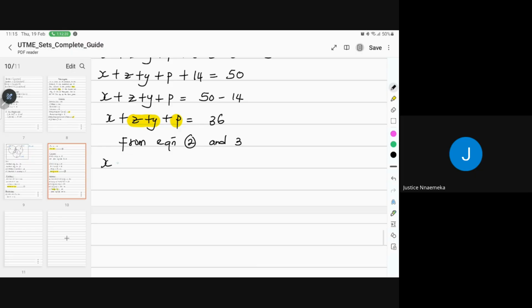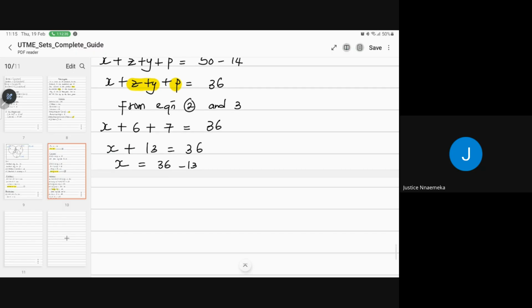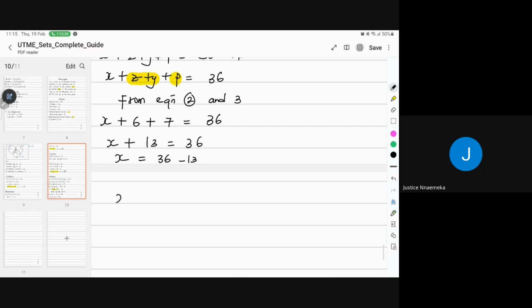So this is x plus 6 plus 7 equal 36. So x is equal to 6 plus 7 to give us 13 equal 36. X equals 36 minus 13, right? So what's the value of x? 30 minus 10 is 20. 36 minus 3 will give us 33. 33 minus 10. So x is 23.